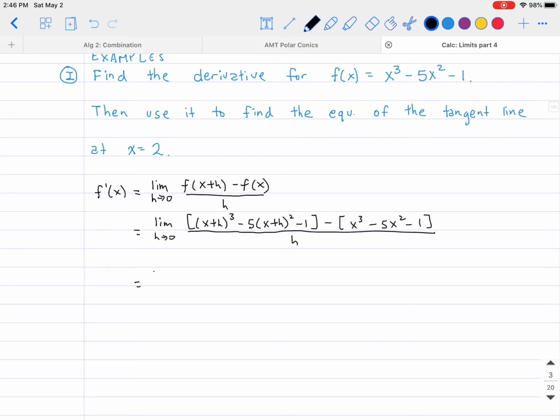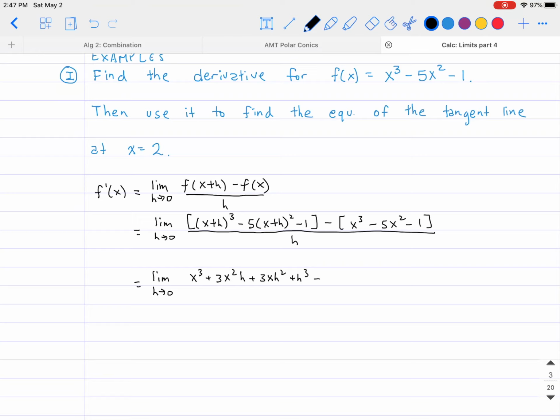So exactly the same idea, same procedure and everything. Limit as h approaches 0. The top part, we're going to have to expand that out. So that's, oh sorry, not 3x cubed, my fault. It's just plain old x cubed from what I remember. So let's see, x cubed plus 3x squared h, and then plus 3xh squared, and then plus h cubed.